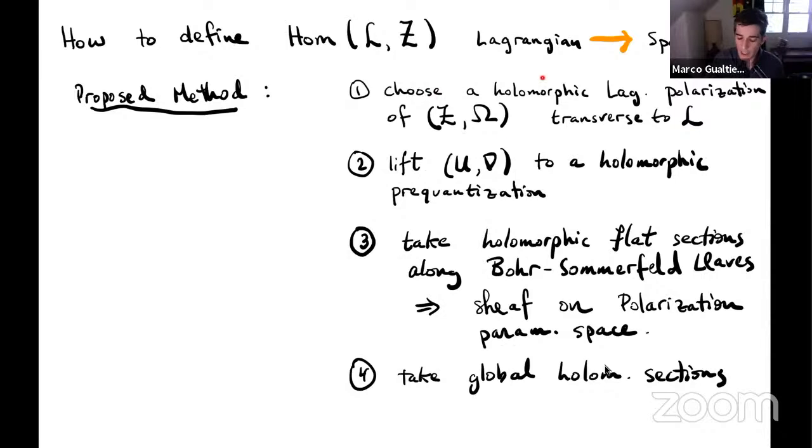So this now is making use of the holomorphic symplectic structure that the brane has on it, which is, remember, kind of coming out of nowhere. It's not part of the underlying symplectic geometry. Nevertheless, we'll use it to try to define this polarization. Then what we should do is lift this line bundle on Z to a holomorphic prequantization.